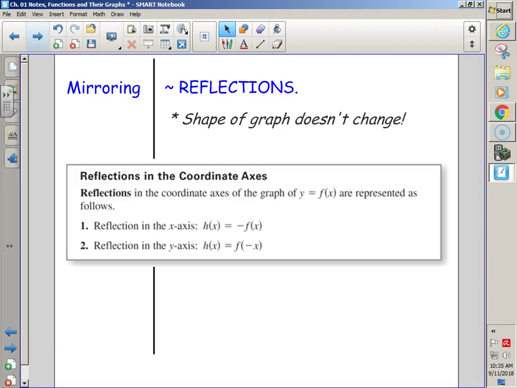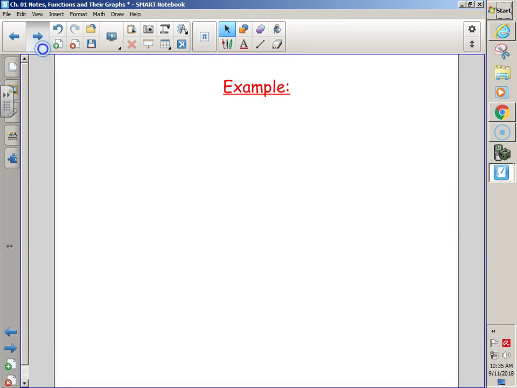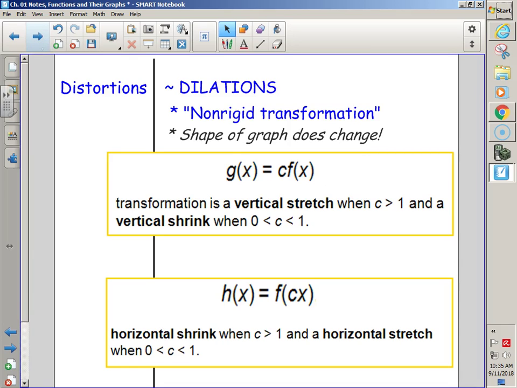Reflections don't really have a backwards unexpected thing. Dilations do, though. This multiplication is on the outside, so it's going to be what kind of stretch or shrink? Vertical. And it's going to be by a factor of c. So if there's a 2, it's going to double. 3, it's going to triple. Half, it's going to cut in half.